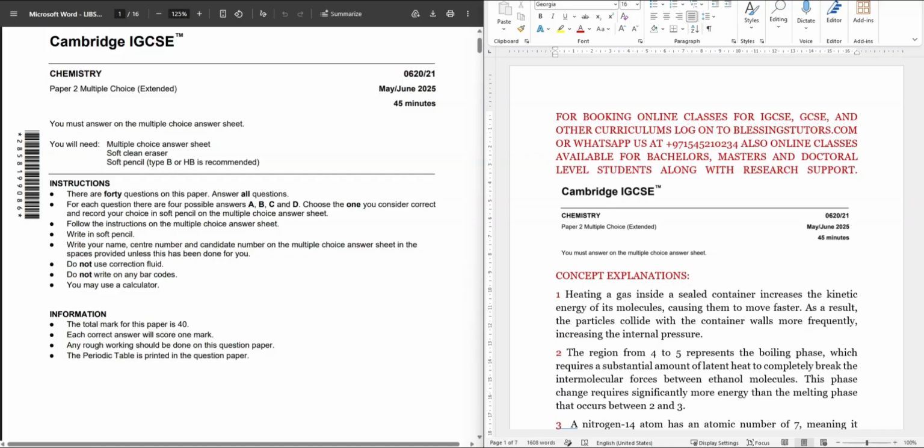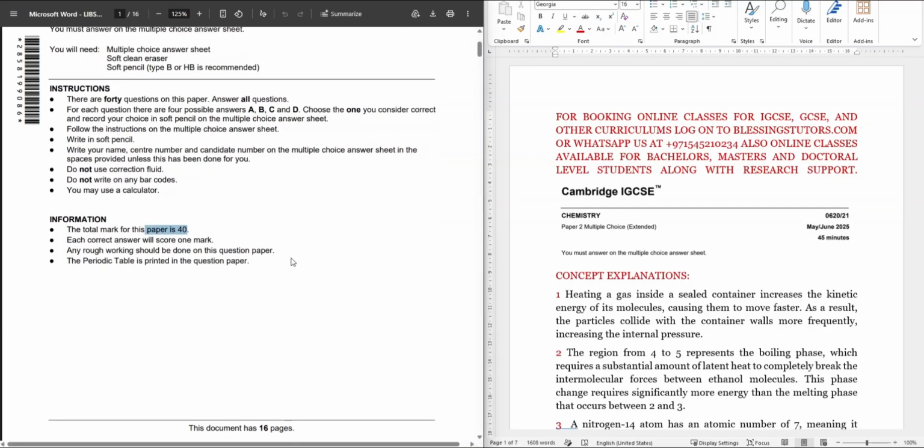As you can see, this is Chemistry Paper 2, multiple choice question, extended, May/June 2025. Here we can see that the examiners have given us 45 minutes and the total mark of this paper is 40. So let's start.